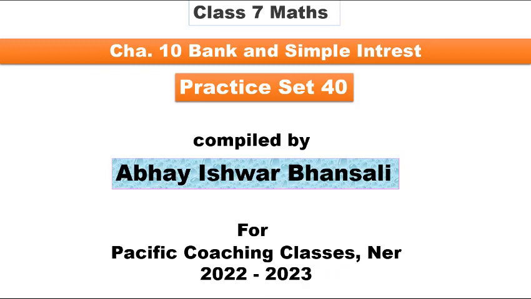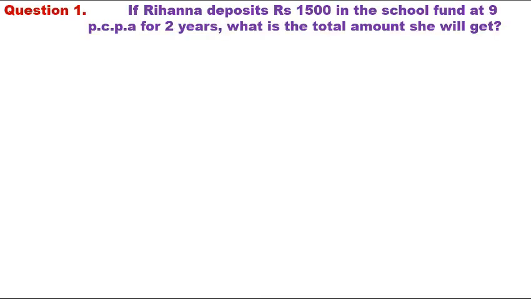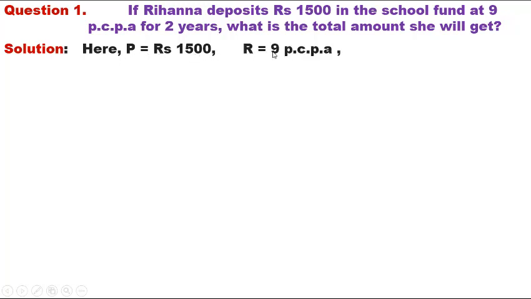Practice set number 40. Question first. If Rihanna deposits 1500 in the school fund at 9% per annum for 2 years, what is the total amount she will get? Solution. Here P is equal to 1500, R is equal to 9 percent per annum, T is equal to 2 years.